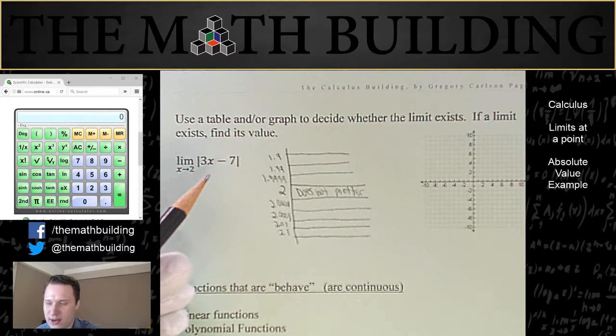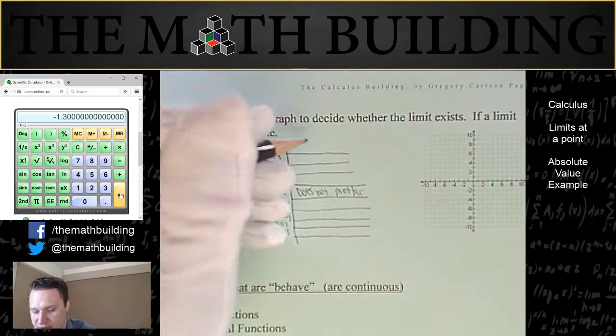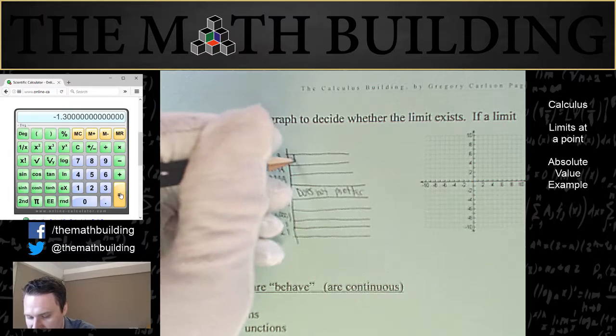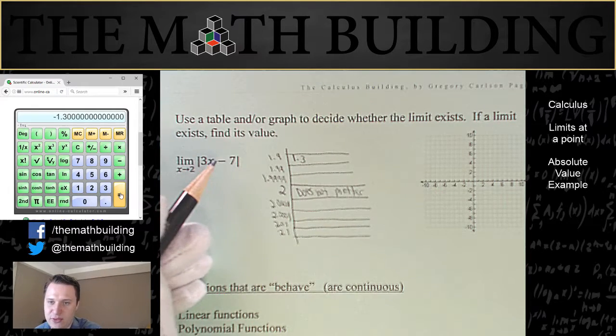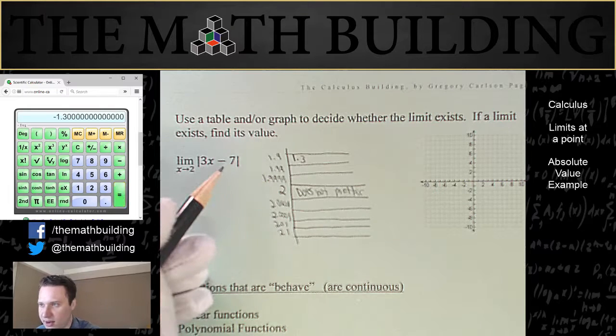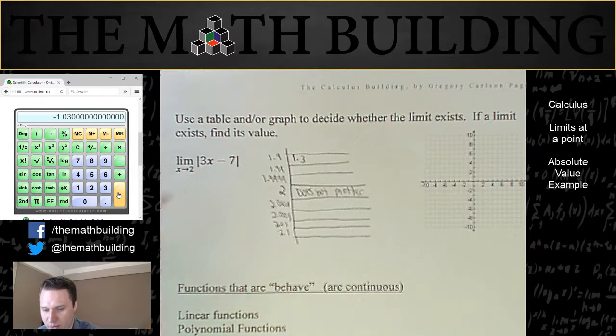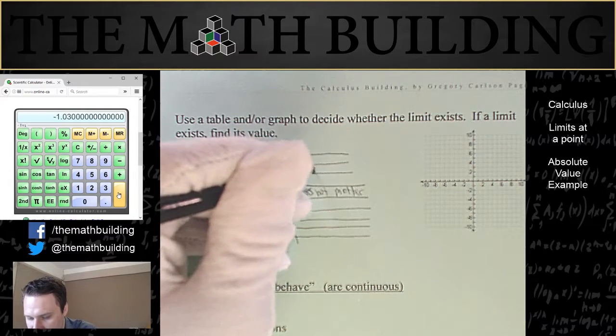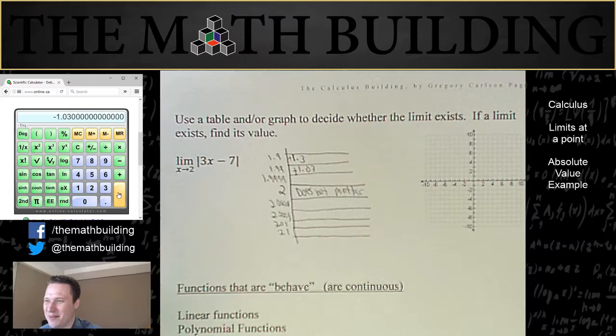So if I plug in 1.9 into this, let me grab my calculator, and we will do 1.9 times 3. We get that number right there, minus 7. And we know that when we take the absolute value of that, it turns it positive. So when I plug in 1.9, I get positive 1.3 because we took the absolute value of it. How about 1.99? We do 3 times 1.99 minus 7. We get the value negative 1.03, except it's positive because we took the absolute value of it.